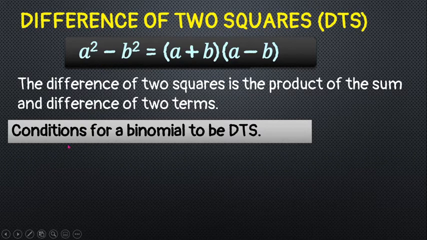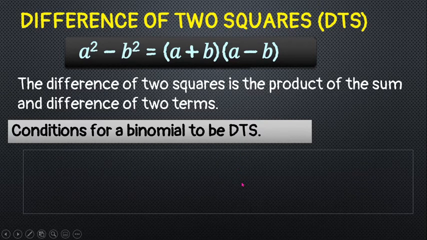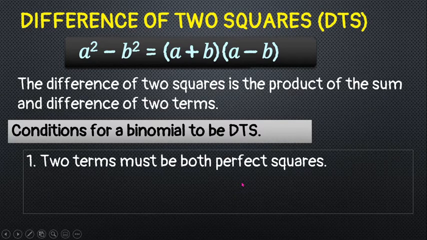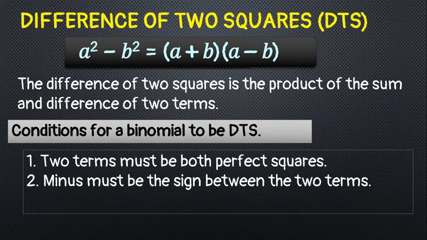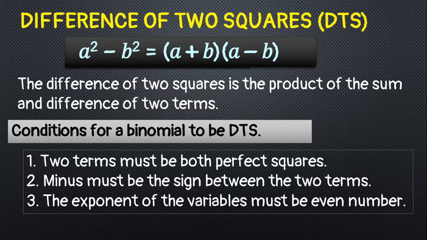So we have here the conditions for a binomial to be difference of two squares, or DTS. The first one is, two terms must be both perfect squares. Minus must be the sign between the two terms, and the exponent of the variables must be even number.